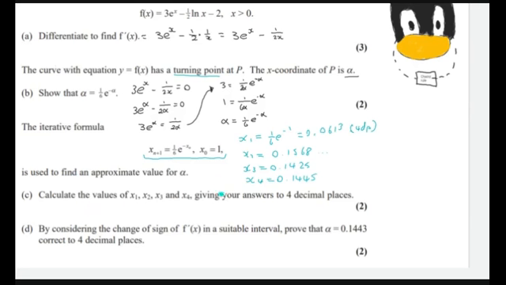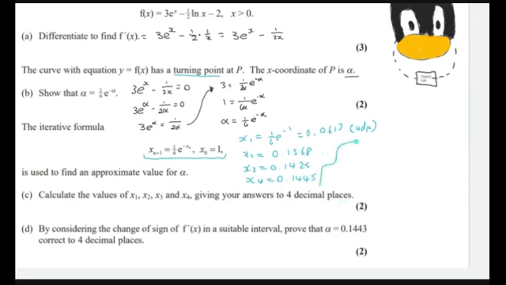So for the next part of the question, part D: by considering the change of sign of f prime of x in a suitable interval, prove that alpha equals 0.1443. Prove that it equals that to 4 decimal places. Whoever typed in the chat, I cannot see the chat at all. Could someone vocalize what was said?